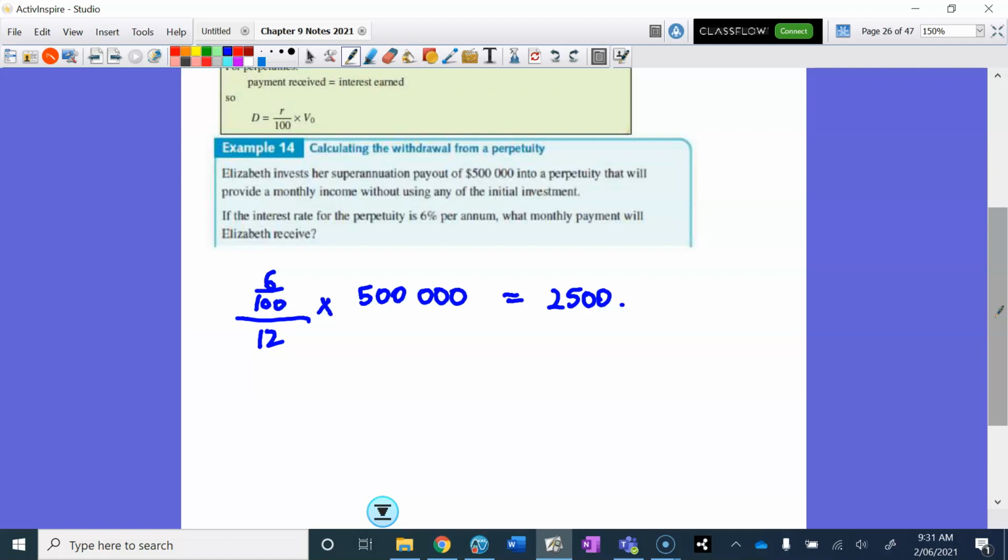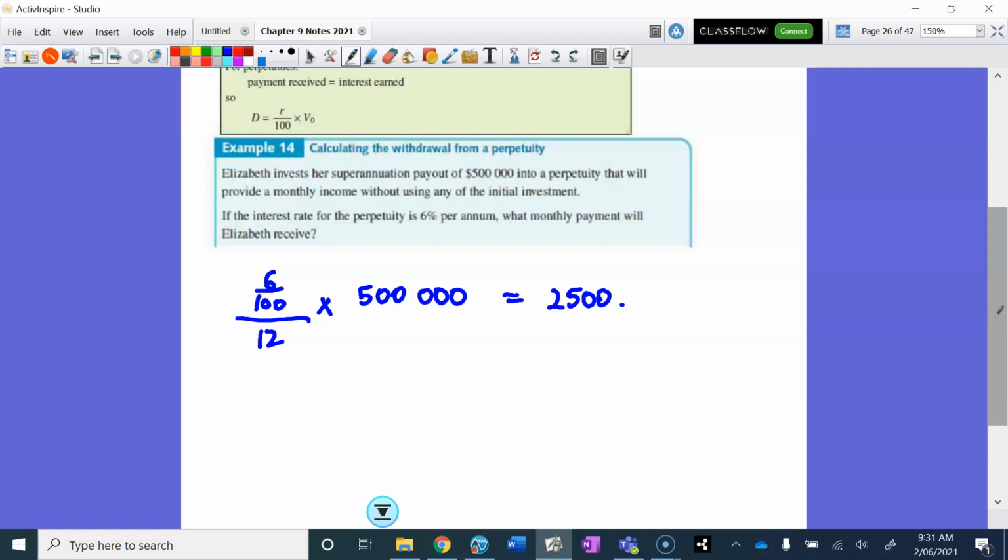And really all that means, you don't need to use the solver, it's a very straightforward calculation. If we calculate the monthly amount of interest that would be earned on a $500,000 investment, we can do that by doing 6% divided by 12, multiplied by the investment, which is 500,000. The answer is 2,500. So the interest earned on that investment is 2,500.